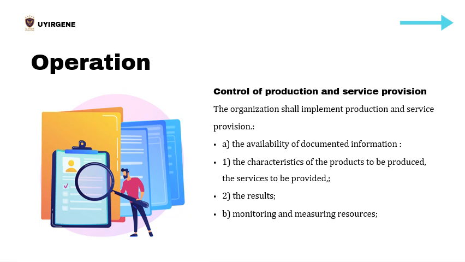Control of production and service provision. The organization shall implement production and service provision under controlled conditions. Controlled conditions shall include the availability of documented information that defines the characteristics of the products to be produced, the services to be provided, or the activities to be performed, the results to be achieved, the availability and use of suitable monitoring and measuring resources.